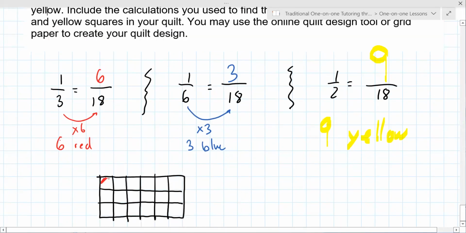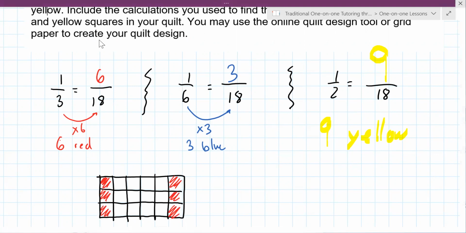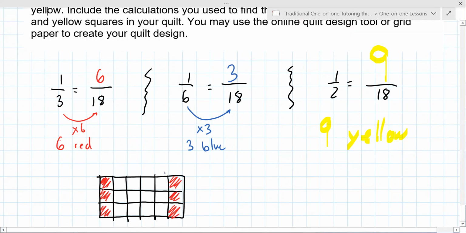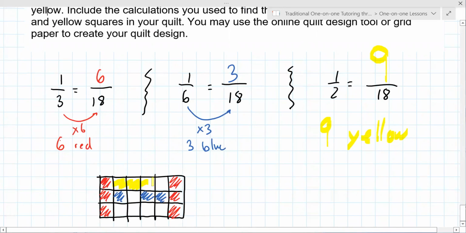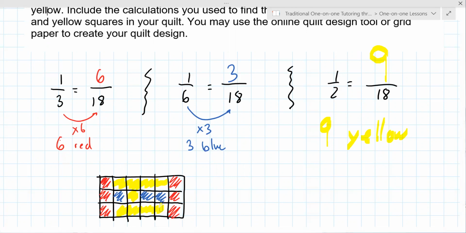Okay, so, 1, 2, 3, 4, 5, 6 red. And then for the blue, maybe you go blue, blue, blue, and then the rest are yellow, yellow, yellow, yellow. So your teacher wants you to put something like that into your assignment, your mini project. Okay. All right, so any questions on that?